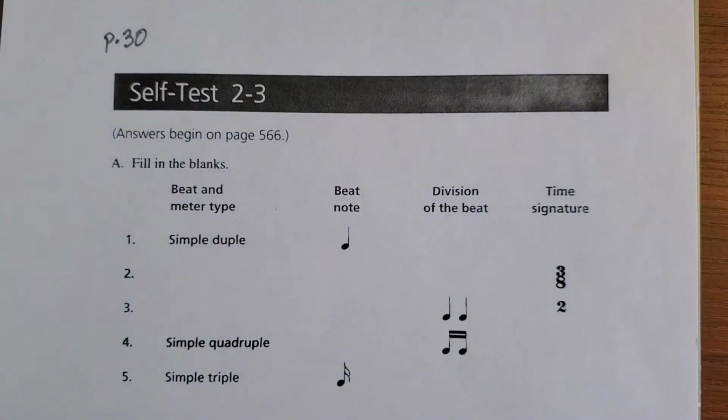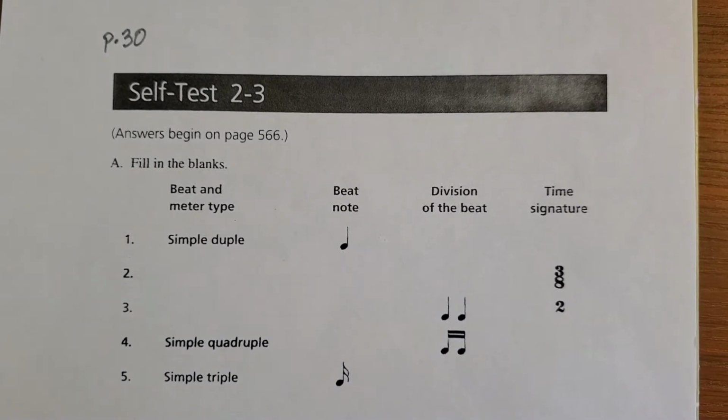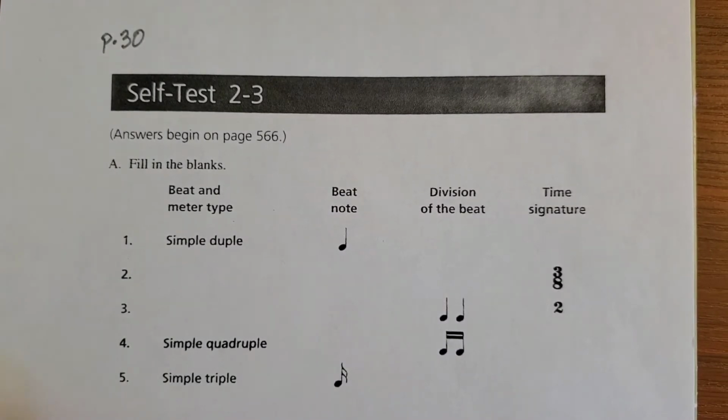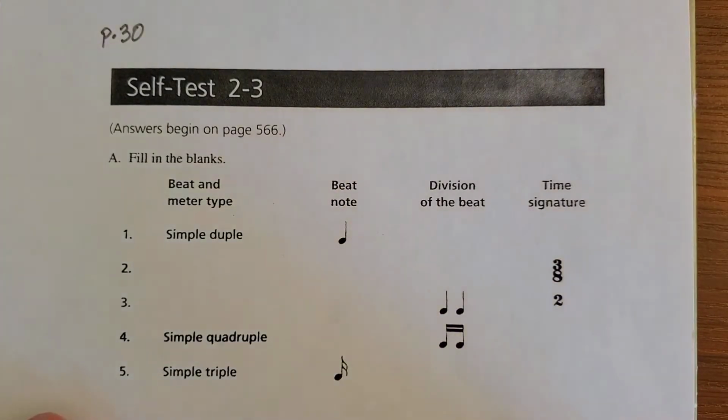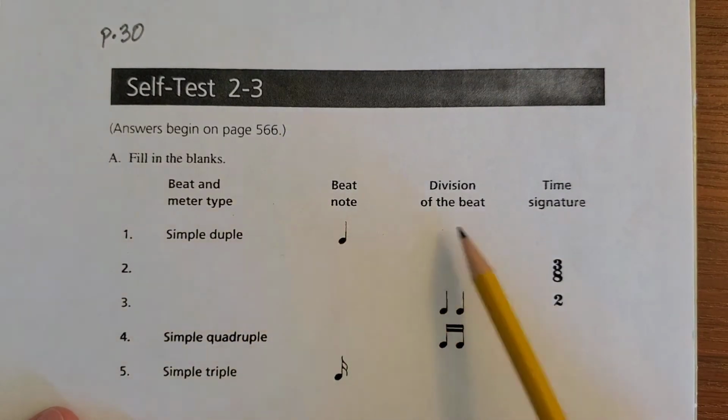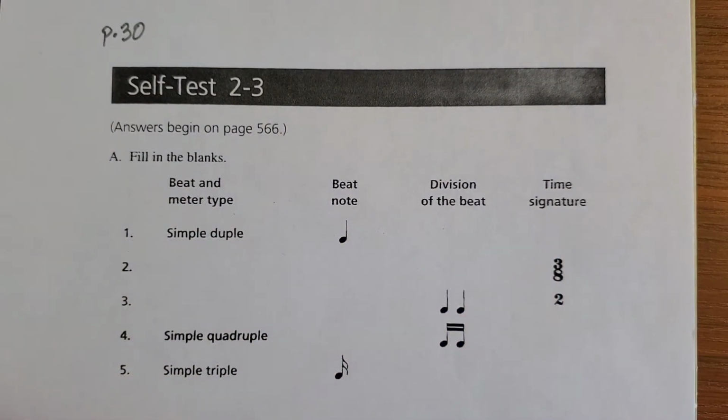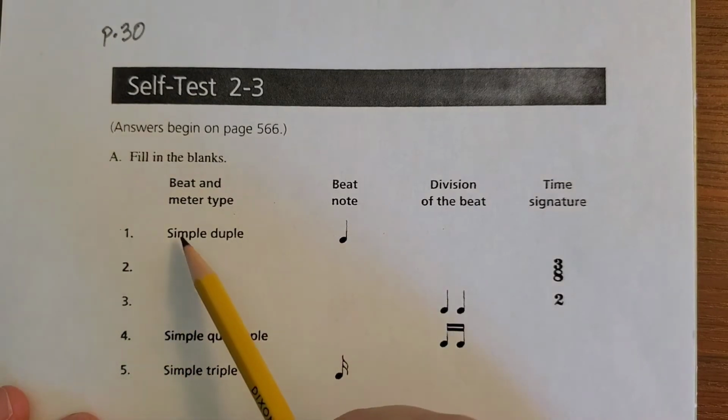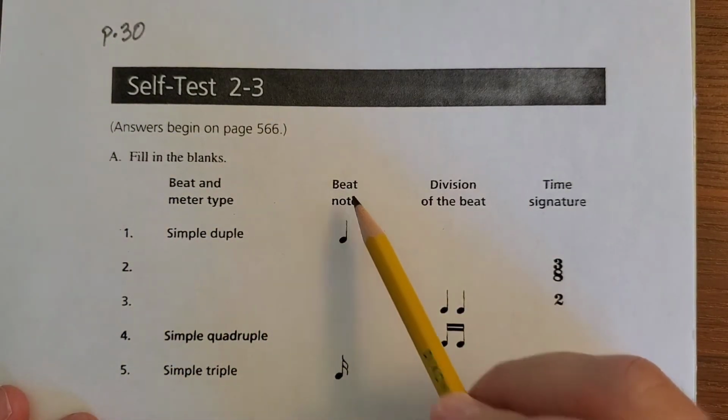This is from Chapter 2 of the Kostka-Payne textbook, on page 30, Self-Test 2-3. For this one, you're filling in the missing items in this chart. Number 1 says simple duple, and they give you the beat or the pulse as a quarter note.